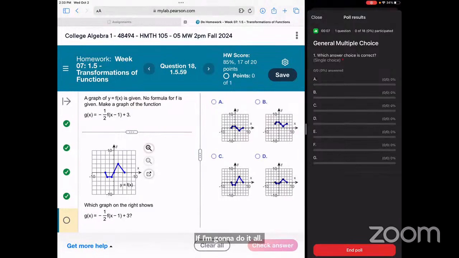So let's see. Anyway, we have this graph that's given. We have multiple transformations in one go. I want to give you some time to see if you can get it correct here. Let's just take some time. Maybe 30 seconds.